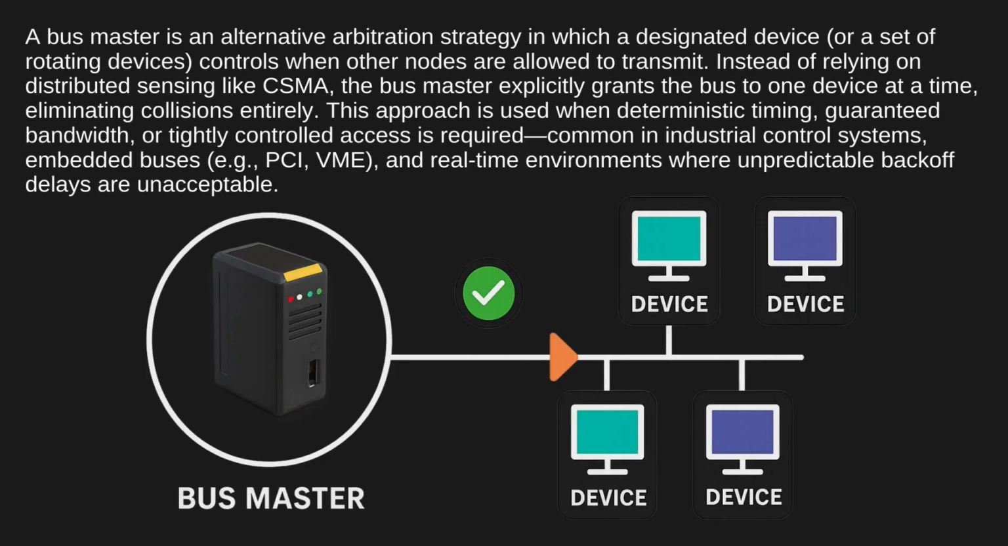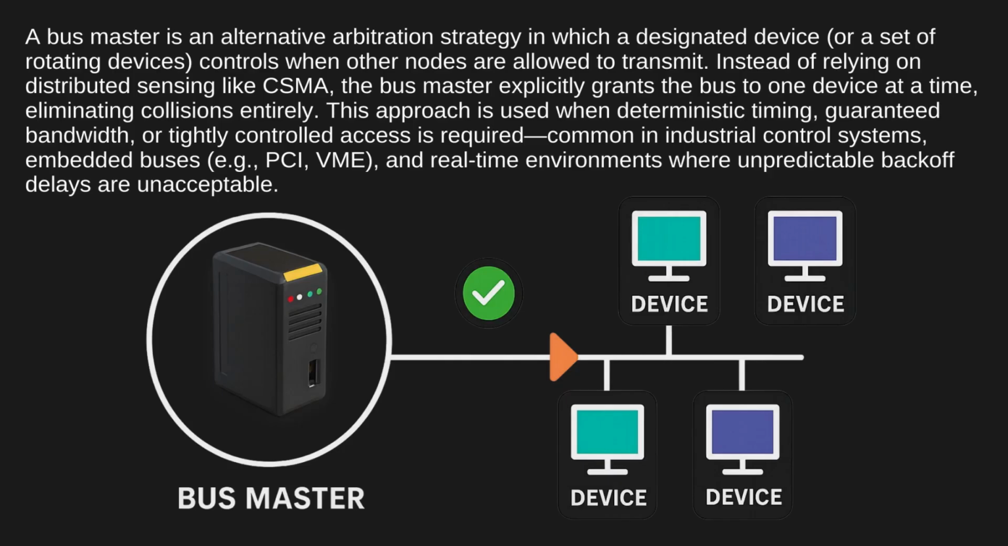A busmaster is an alternative arbitration strategy in which a designated device, or a set of rotating devices, controls when other nodes are allowed to transmit. Instead of relying on distributed sensing like CSMA, the busmaster explicitly grants the bus to one device at a time, eliminating collisions entirely. This approach is used when deterministic timing, guaranteed bandwidth, or tightly controlled access is required.